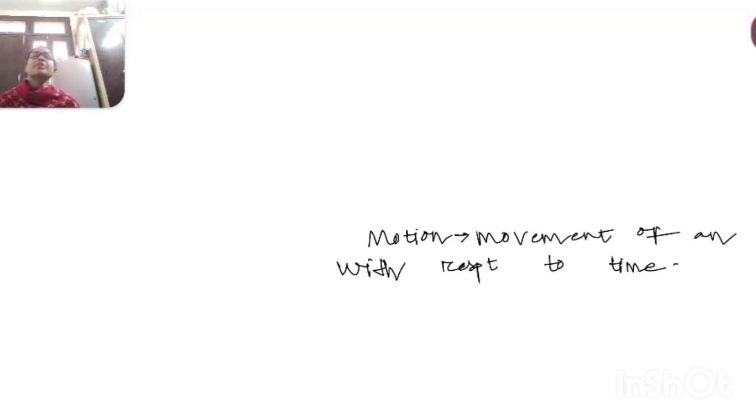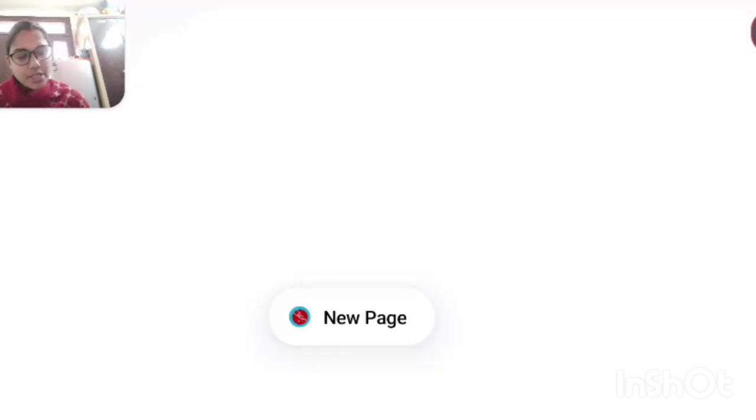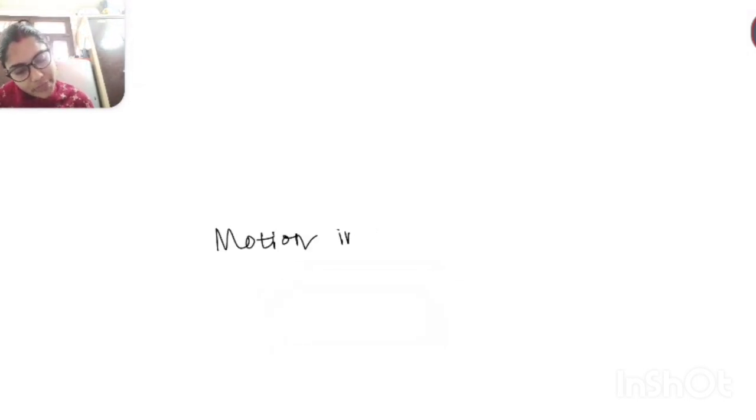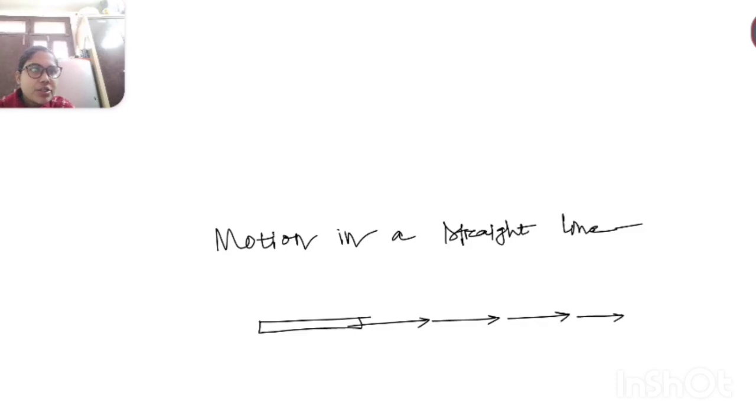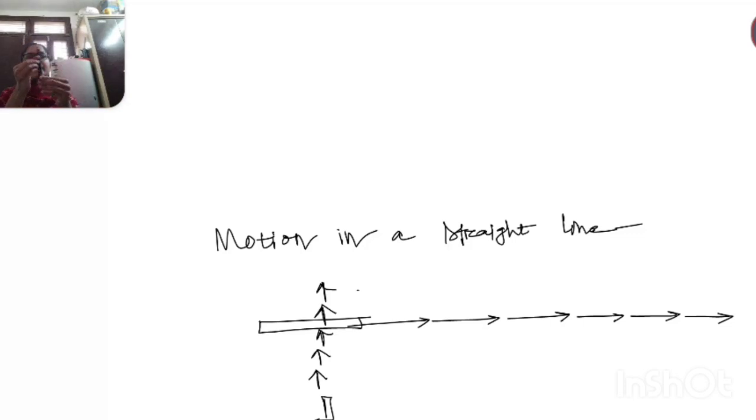Here we are going to discuss a special type of motion, that is motion in a straight line. What do you mean by motion in a straight line? If the motion is in one direction, if the motion is in one dimension. Suppose I have a pen here. If the pen is moving in this horizontal direction, or if it is moving in vertical direction, we call it motion in a straight line. Either it may be horizontal motion or it may be vertical motion.